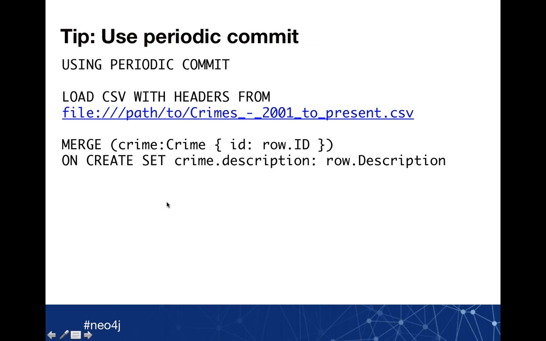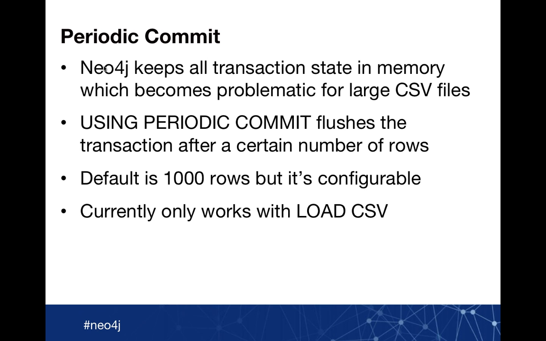In this example, we're saying I want to use a periodic commit on my merging of crimes. So every 1,000 crimes, it's going to persist it to the log. If you don't use the periodic commit, it will wait for everything in the whole transaction to happen, and then persist it all together. Which is usually fine, but when you're doing imports of a lot of things, Neo4j keeps all of its transaction state in memory, so you need quite a lot of RAM available on your machine if you want to do that.